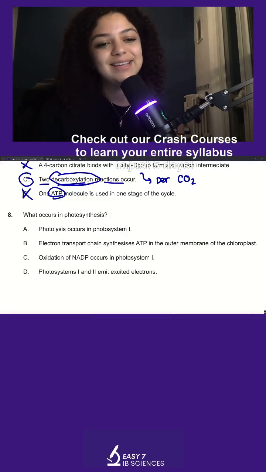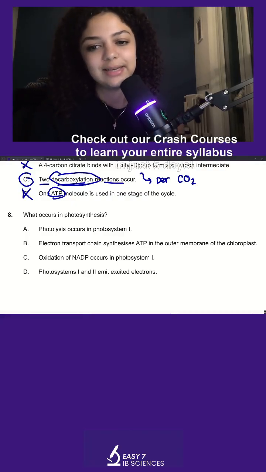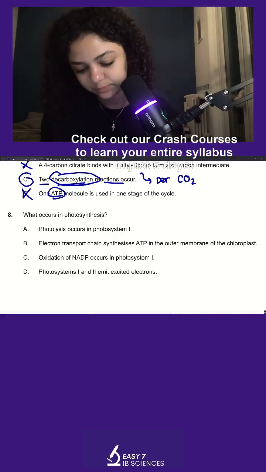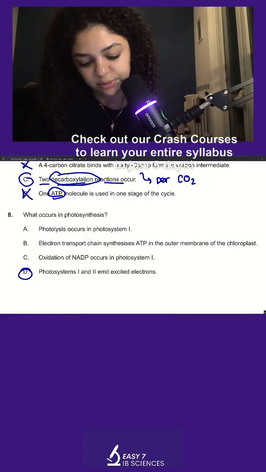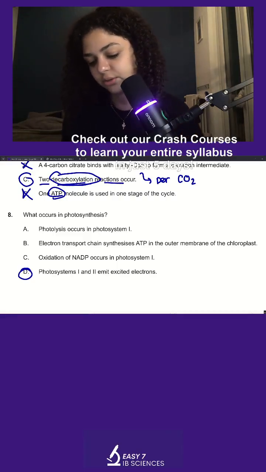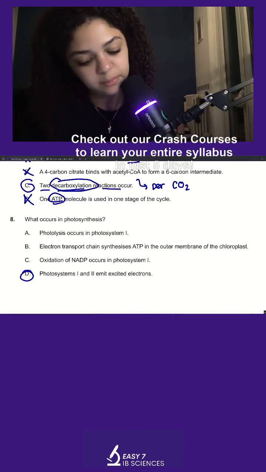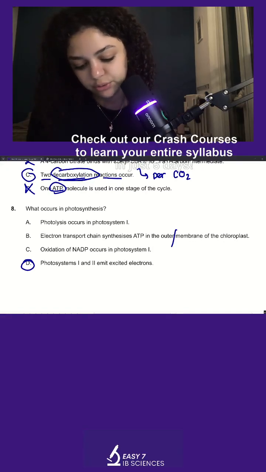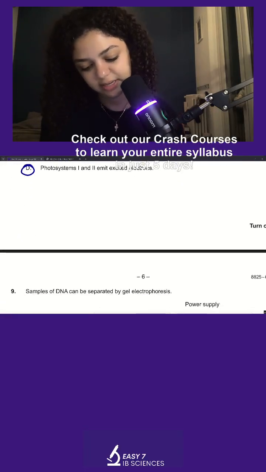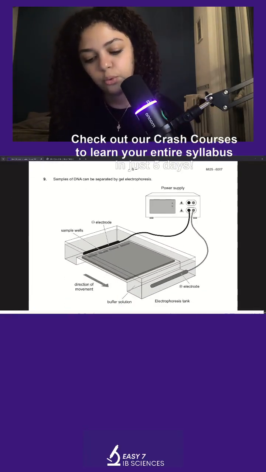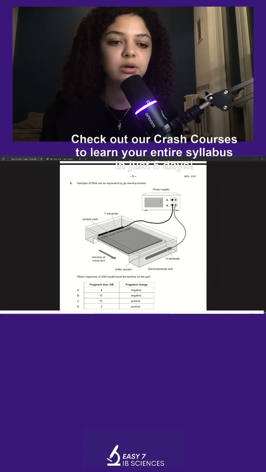Okay, a lot of you guys are saying D. Nice, guys. D is the correct answer. So, oxidation of NADP occurs in photosystem 1. No. Photolysis occurs in photosystem 1. No. Electron transport chain synthesizes ATP in the outer membrane of the chloroplast. No. We know that these are not true. And we know that photosystem 1's purpose is to emit excited electrons. Ooh, gel electrophoresis. Wow. This was a really, really common question.